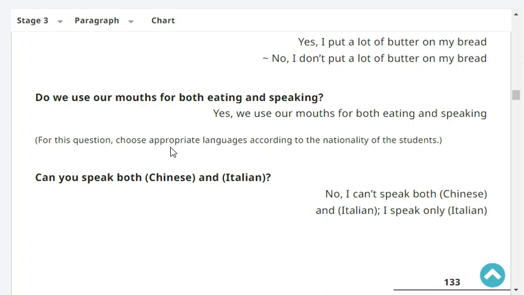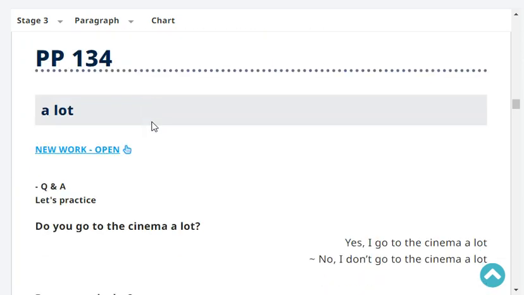Very good. Can you speak both Chinese and Japanese? Yes or no? No, I can't speak both Chinese and Japanese. I speak only Japanese.